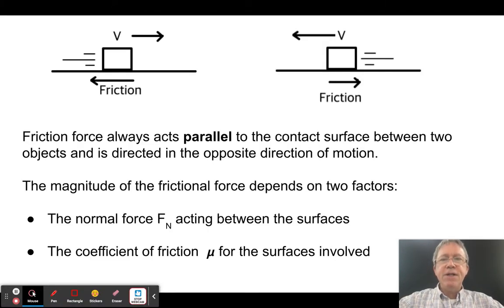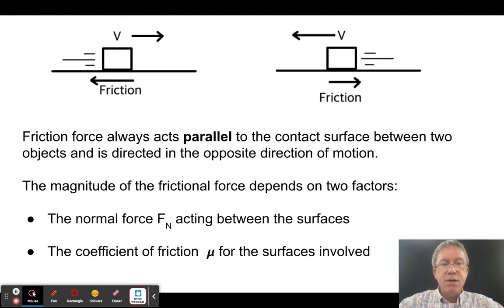Okay, so friction force. When we talk about friction, we're talking about friction between surfaces, not air friction or fluid friction. Friction is a force that acts parallel to the surfaces that are in contact with each other. If an object is moving one way, the friction force will oppose that motion and it will be parallel in direction to the surfaces in contact. So think of it as a contact force.